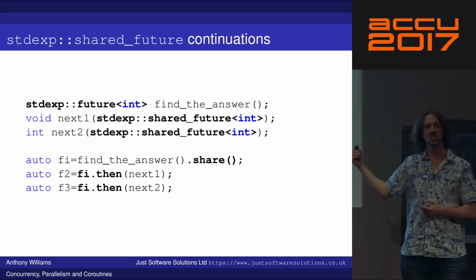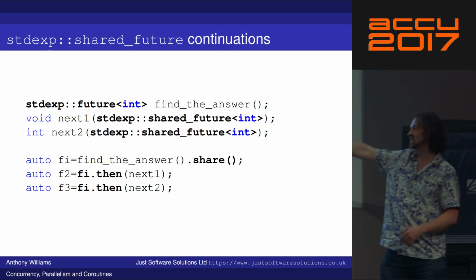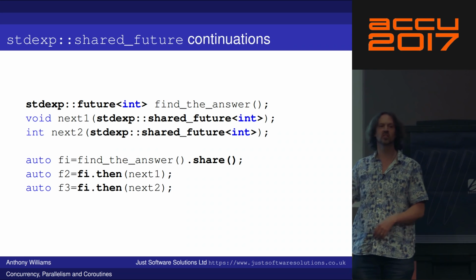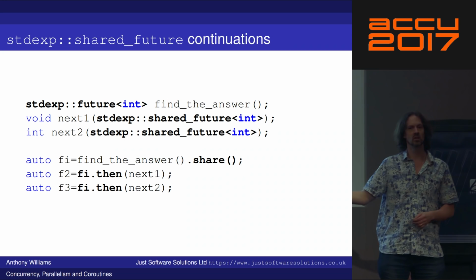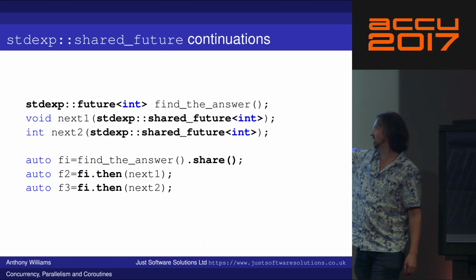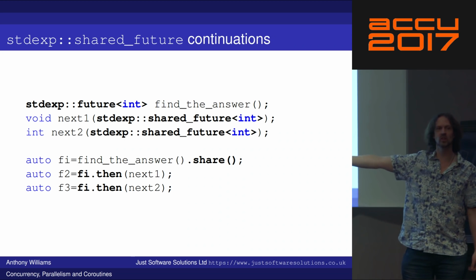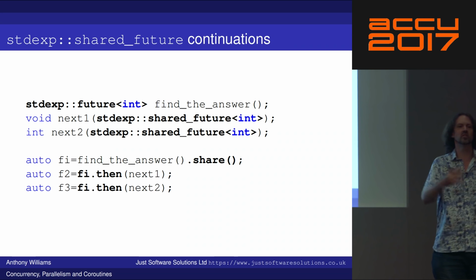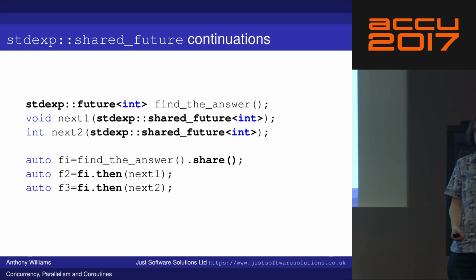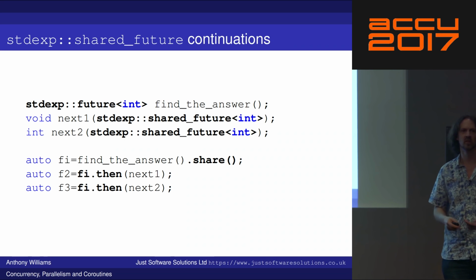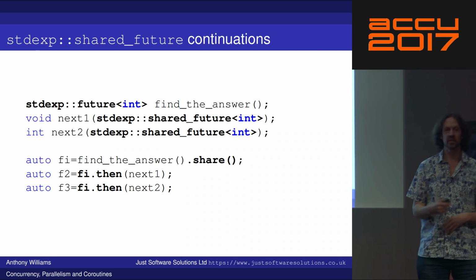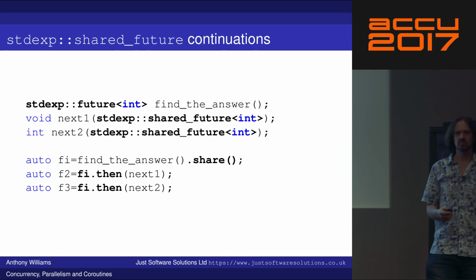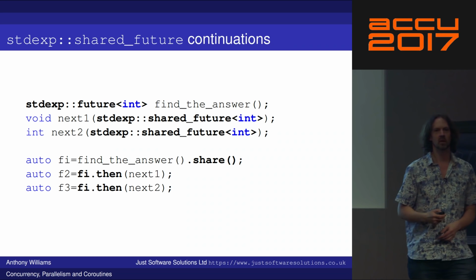Even though we started with a shared future, these are going to be plain futures, because they're the direct result of a single call. There's only the one function call here that's calling next one. When you return from next one, there's only one return value. It's not immediately shared. There's only one place that can access it. So you just get a plain future to start with. But other than that, it works exactly the same as with the plain futures.